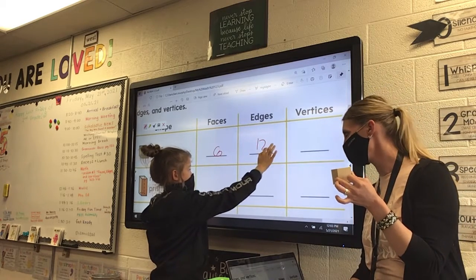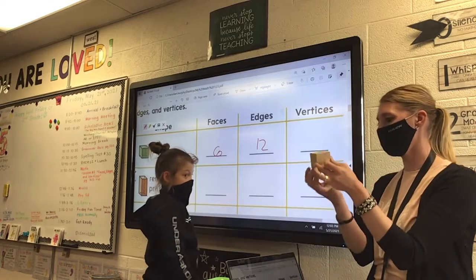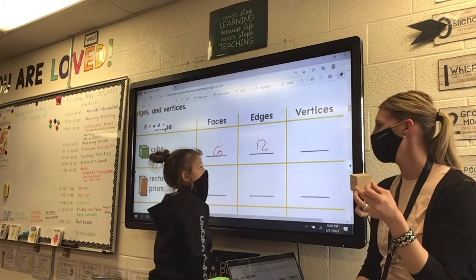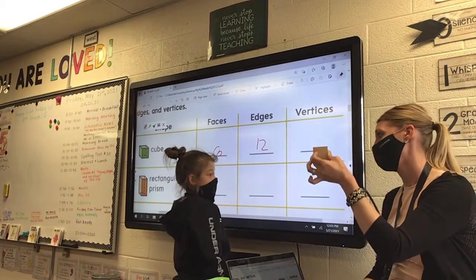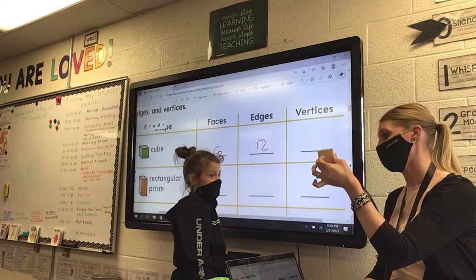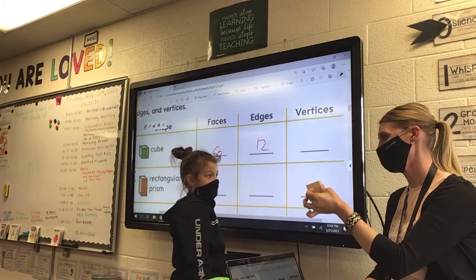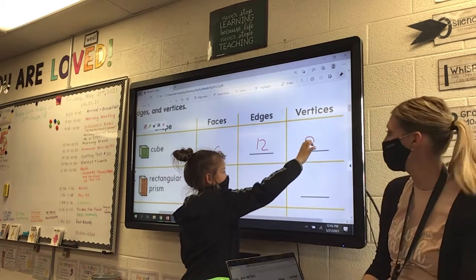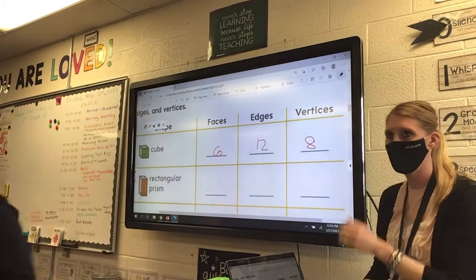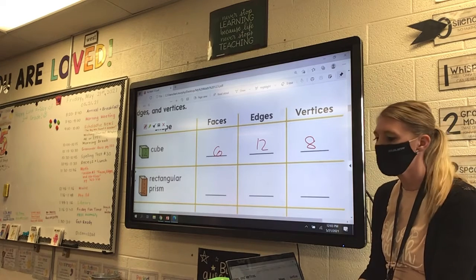I think you forgot maybe the sides. So 4 on top, 4 on bottom, 4 going around the sides. How many vertices or points? Corners. 8. That one is 8. Good job. Good job. Okay.